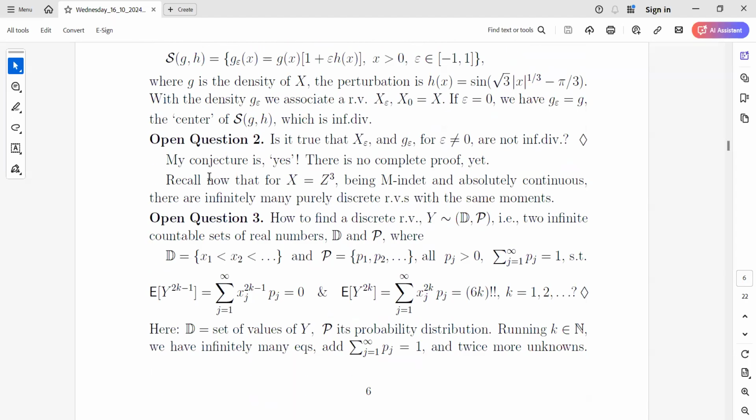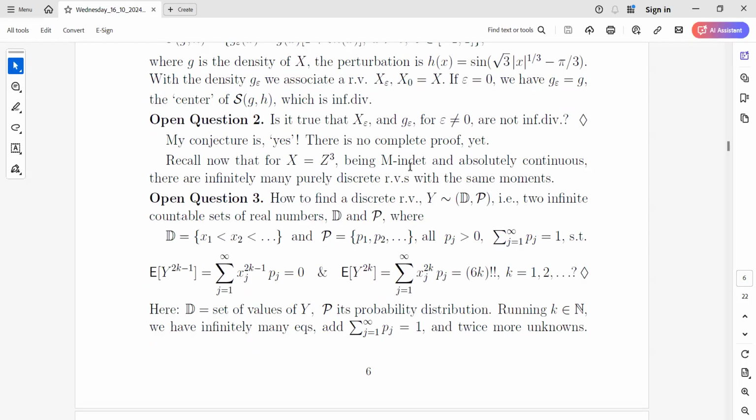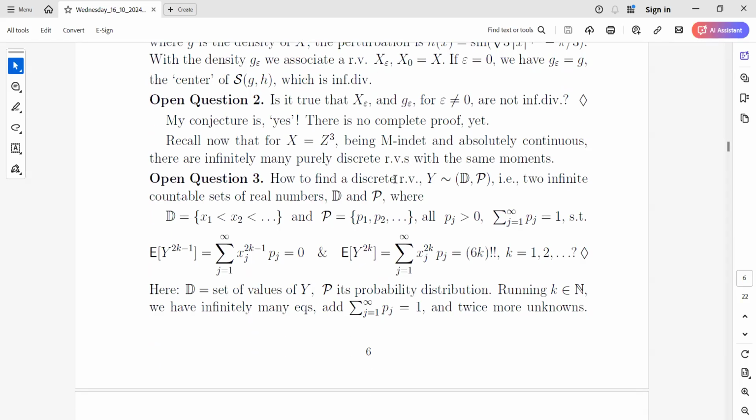And now the first open question, sorry, it's number 2. Is it true that X epsilon, for epsilon not 0, is not infinitely divisible? And my conjecture is yes. I have some arguments, but not the complete proof. And then another good question is, knowing that power 3 is non-unique, but it is absolutely continuous, how to find a purely discrete random variable with the same moments?